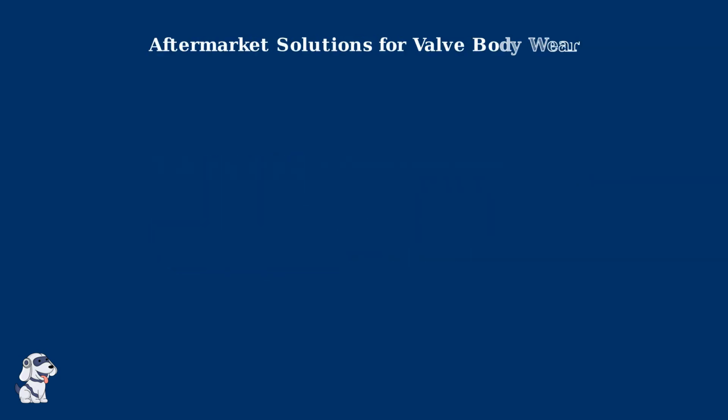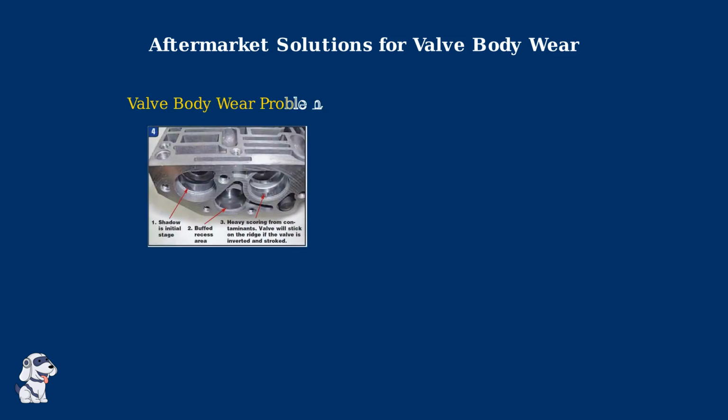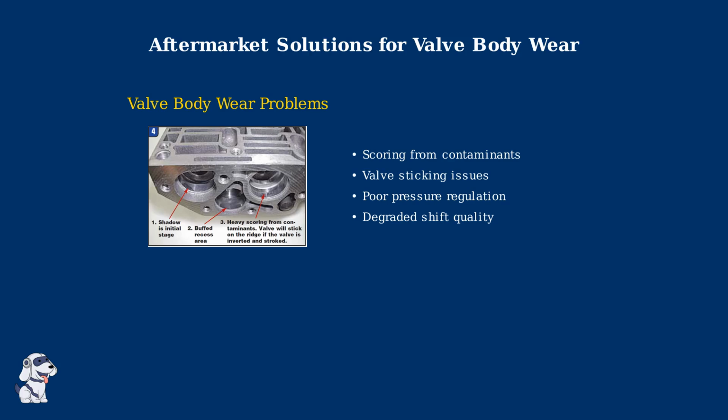When valve body wear becomes a problem in the 6L80 transmission, aftermarket solutions provide cost-effective repair options that can restore proper function without requiring complete transmission replacement. Valve body wear manifests as scoring and contamination damage that causes valves to stick. This leads to poor pressure regulation and degraded shift quality, requiring intervention to restore proper transmission operation.